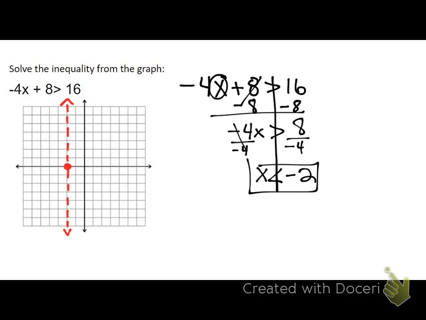What's my next step? 0, 0, my test point. Josh, where do I substitute this 0, 0 at? You put it where the x is, in my original equation, right? So what's negative 4 times 0? 0. Okay, so we're basically left with 8 is greater than 16. Is that a true statement? So where do I shade on my boundary? To the left of my boundary line.